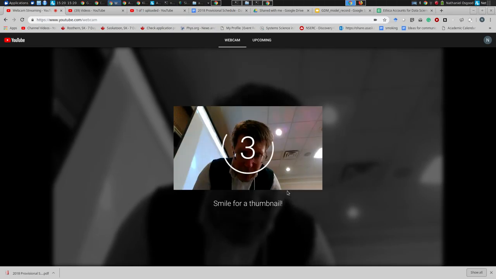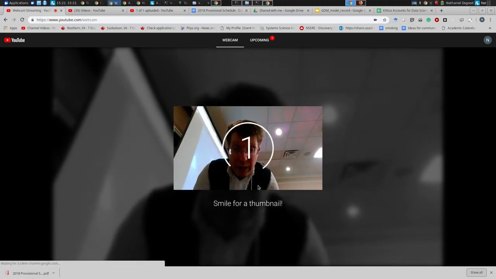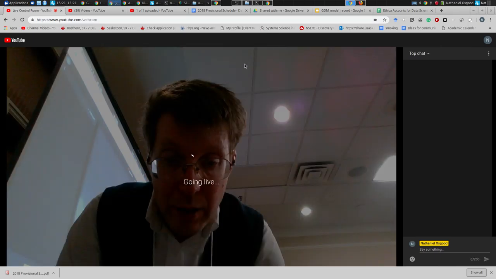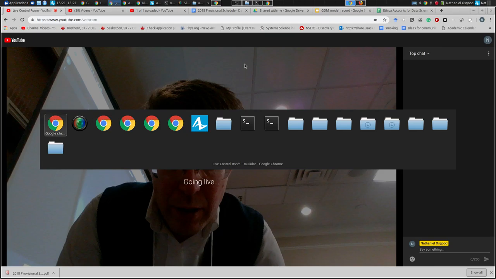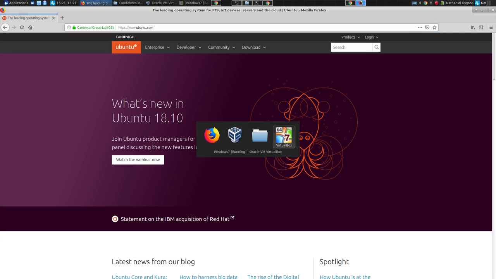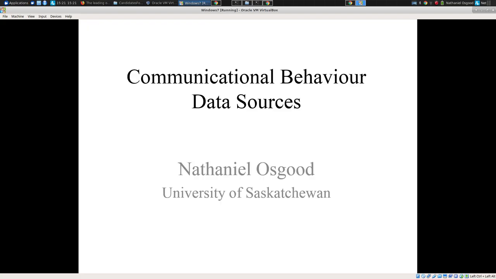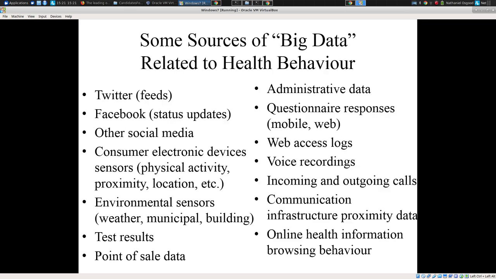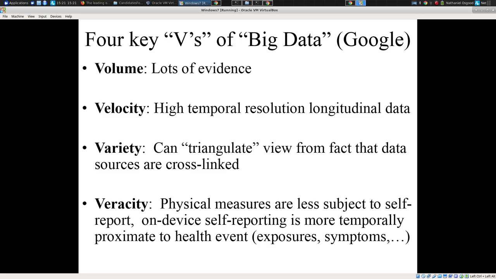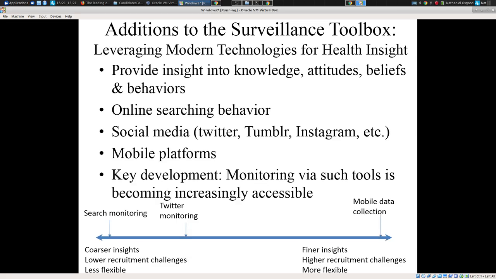Okay, so in this next session, what I'm going to be doing is taking a look at communicational data sources that provide another source of rich information for informing our system science models, grounding those models, providing evidence for calibration, but also evidence for filtering of those models. We're going to be looking at two data sources that also match these four V's we've been talking about: the volume, velocity, variety, and veracity.